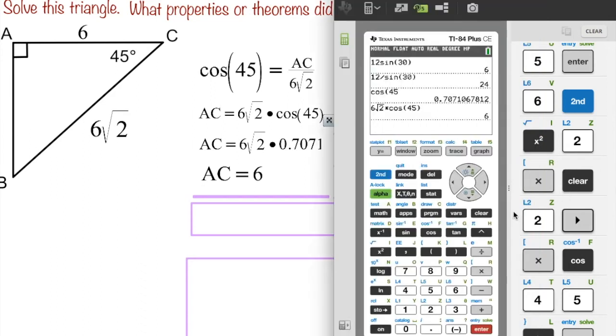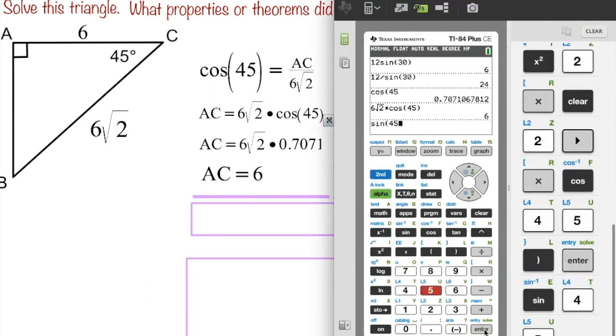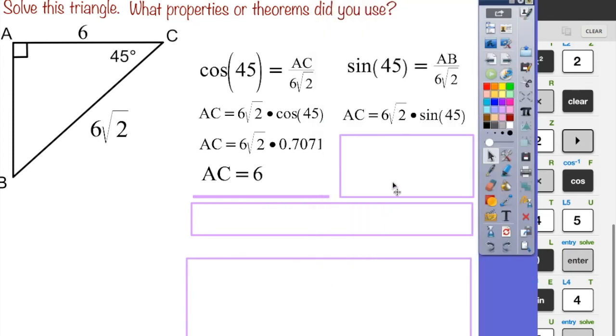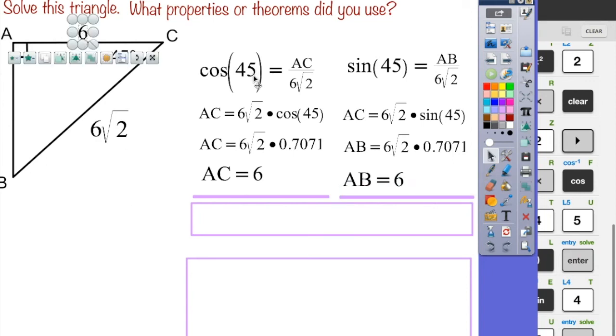So what is sine of 45 equal to? Oh, look, it's the same. Cosine 45 and sine 45 are actually the same. That makes this a very special triangle. And if you haven't figured out what type of triangle this is, we will soon find out. Okay, so 6 square root 2 times 0.7071 is, again, equal to 6. Oh, interesting. Why would that be 6?